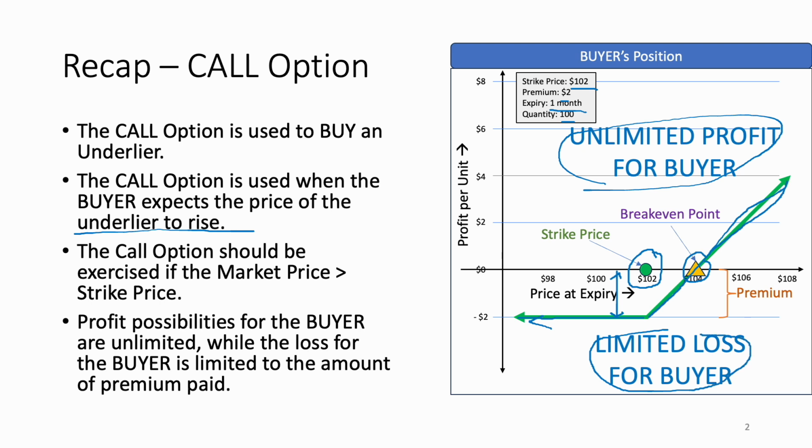Now, in a call option, the buyer will always exercise the call option when the market price is above the strike price. So this is the region. If the market price is above the strike price, that is all of this region, the buyer will exercise the call option. Between the purchase price and the break-even point, the buyer will still suffer a loss. After the price rises above the break-even point, the buyer will start making a profit.